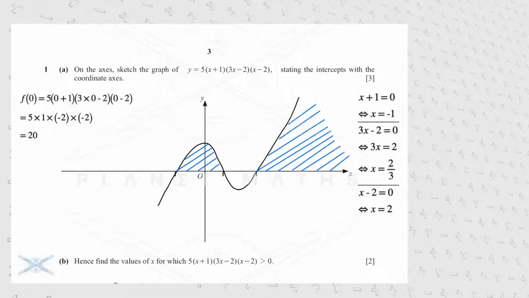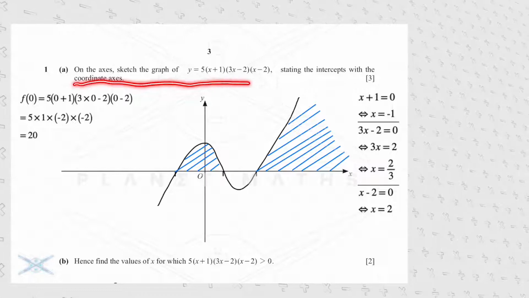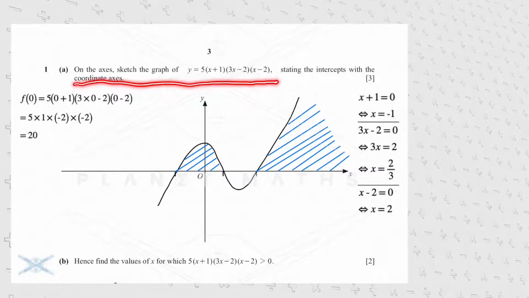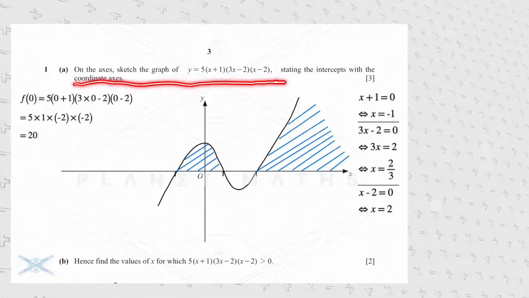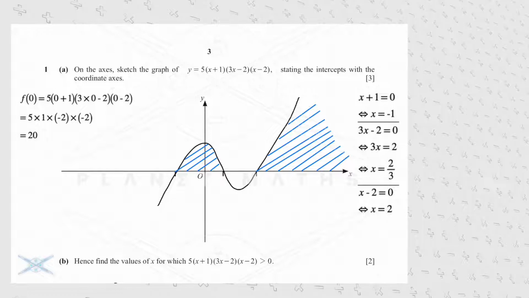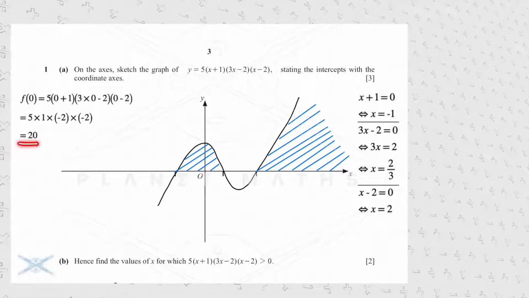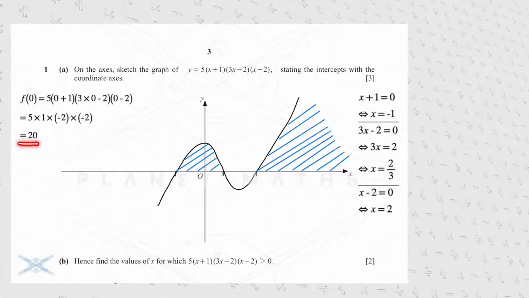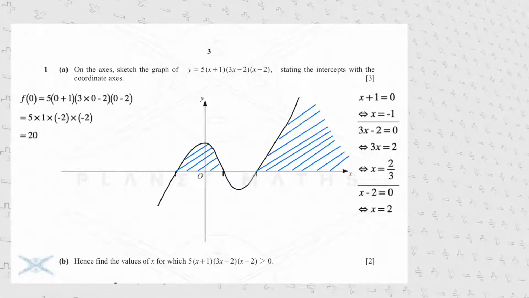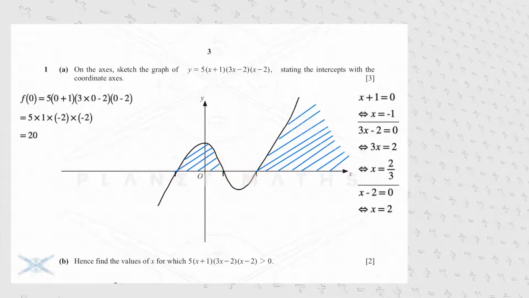In exercise 1a we are supposed to sketch a graph of the function y equals 5x plus 1 multiplied by 3x minus 2 multiplied by x minus 2, stating the intercepts of the coordinate axes. To figure out the y-intercept, we substitute 0 for x, and after doing so we should conclude that the y-intercept is 20.